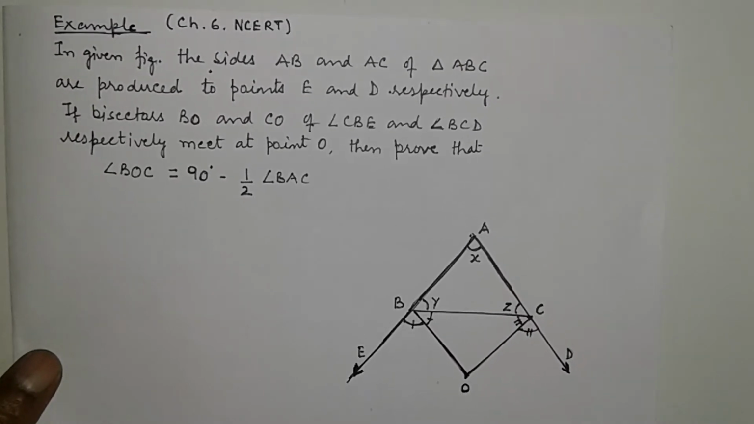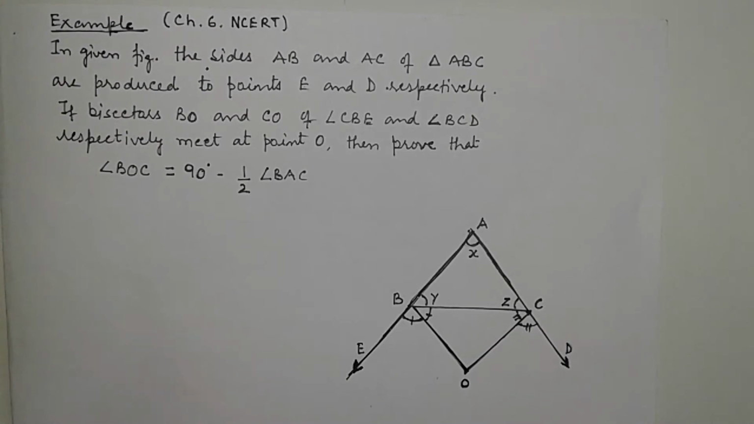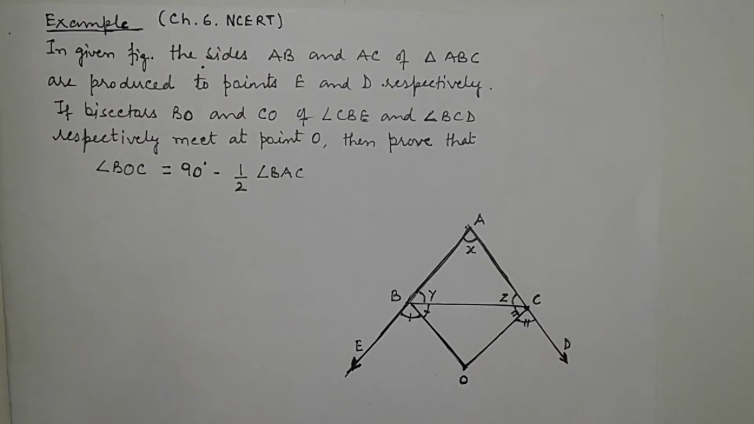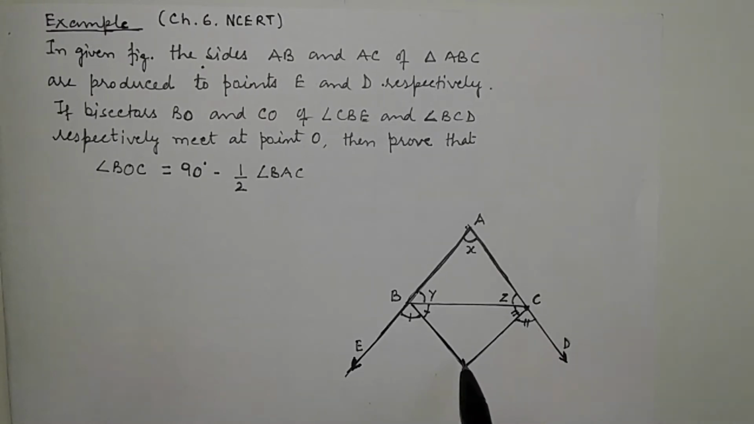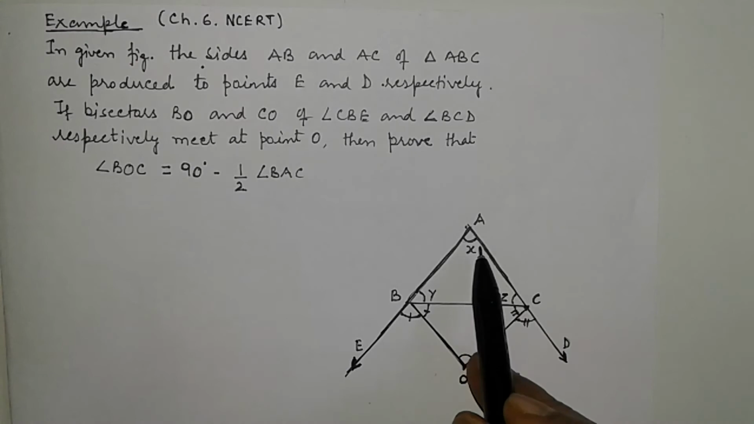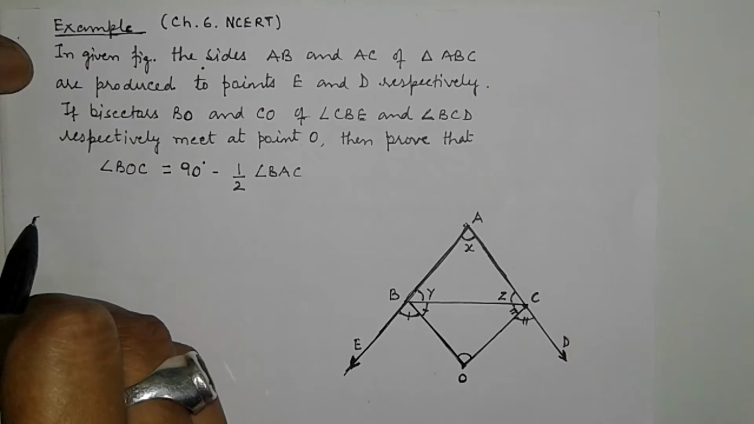First of all, we will take a very important example of chapter number 6. In the given figure, the sides AB and AC of triangle ABC are produced to points E and D respectively. If the bisectors BO and CO of angle CBE and angle BCD respectively meet at point O, then prove that angle BOC is 90 minus half of BAC. That means we have to prove that BOC is 90 minus half of this angle X. So students, we will start with the solution.